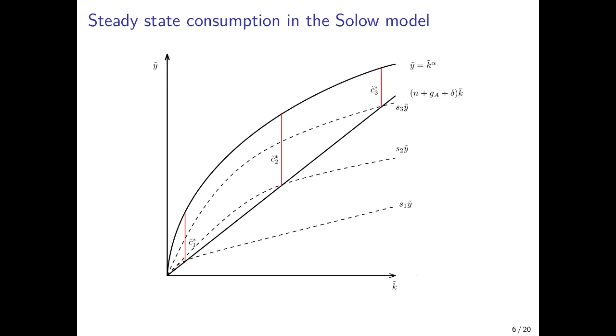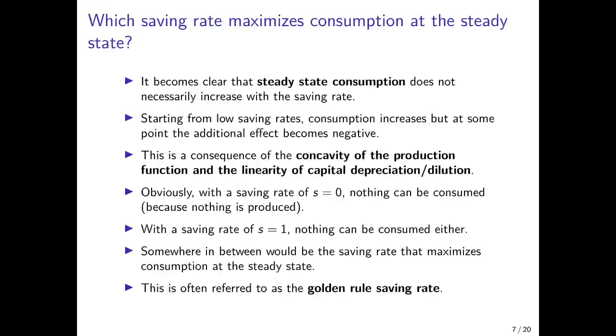However, if we increase the saving rate further to s3, then we see that output per unit of effective labor and capital per unit of effective labor at the steady state increase further, but consumption per unit of effective labor now decreases as compared to the situation with the lower saving rate. So this makes clear that consumption per unit of effective labor at the steady state does not necessarily increase with the saving rate. If we start from low saving rates, consumption would increase with an increasing saving rate, but at some point the additional effect becomes negative.